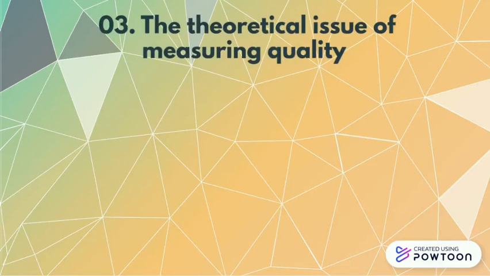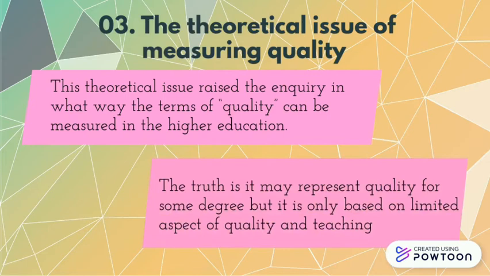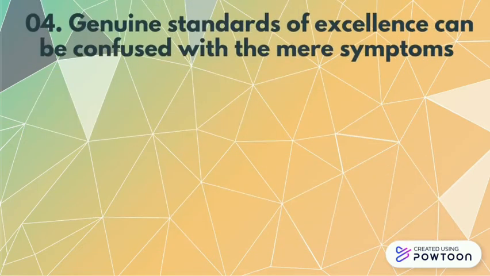The third one is the theoretical issue of measuring quality. It raises the inquiry of in what way the terms of quality can be measured in higher education. The truth is it may represent quality to some degree, but it is only based on limited aspects of quality and teaching. The fourth one is that genuine standards of excellence can be confused with mere symptoms.